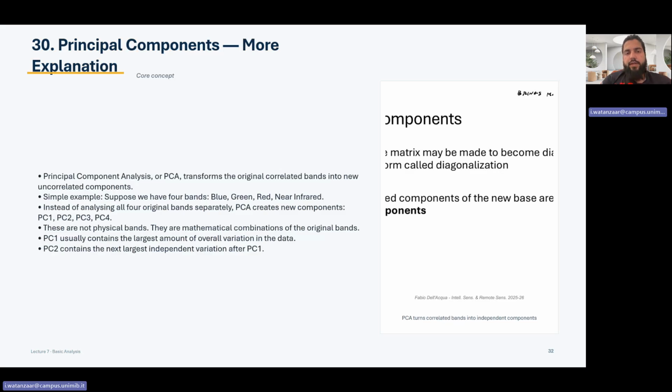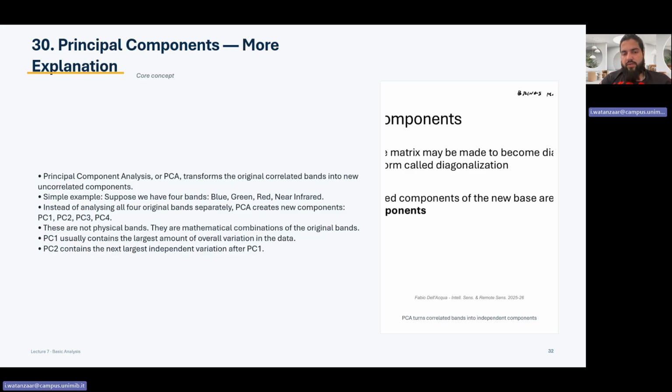I told you already, PCA, or we can also call it PCT, transforms the original correlated bands into new uncorrelated components, or you can call them uncorrelated K dimensional models, because they are totally different from each other. Simple example, suppose we have four bands: blue, green, red, near infrared. Instead of analyzing all four original bands separately, PCA creates new components, PC1, PC2, PC3, PC4.